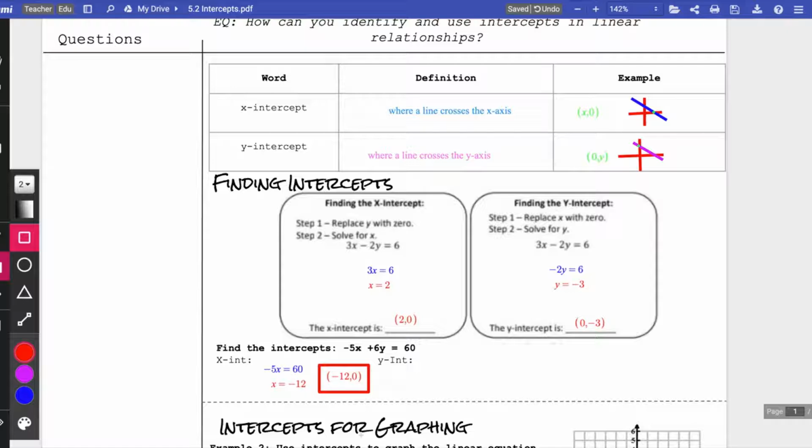The y-intercept, we're doing the same thing, but this time we're setting 6y equal to 60.